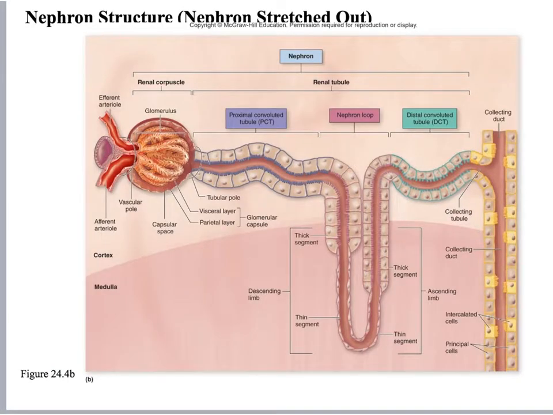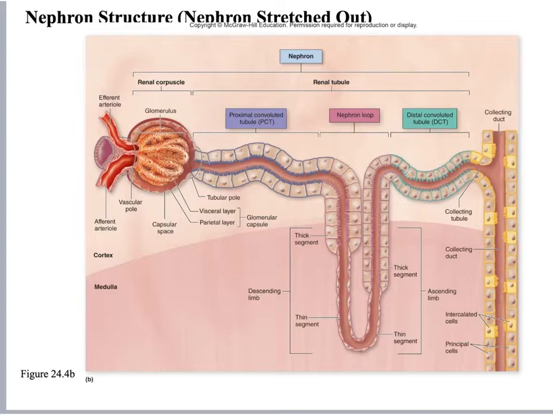Here's structure of the nephron from your book. Same thing, it's stretched out. You can see the afferent arteriole. There's a couple different parts. You have the vascular capsular space between the glomerulus and the capsule itself. All right, and then the proximal convoluted tubule and the loop of Henle and the distal convoluted tubule.